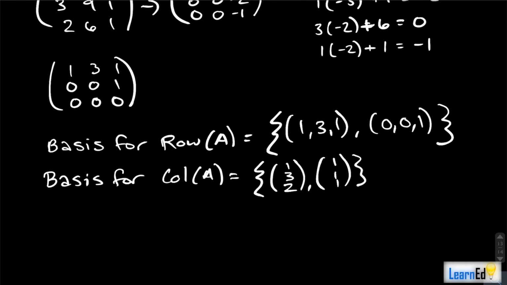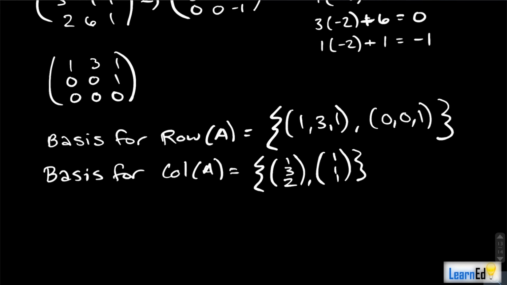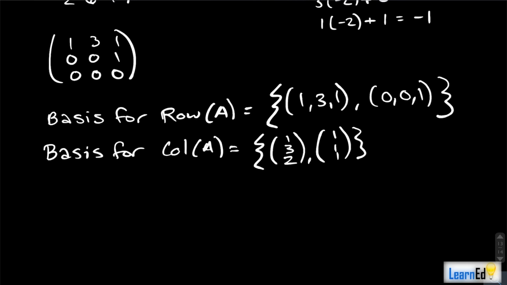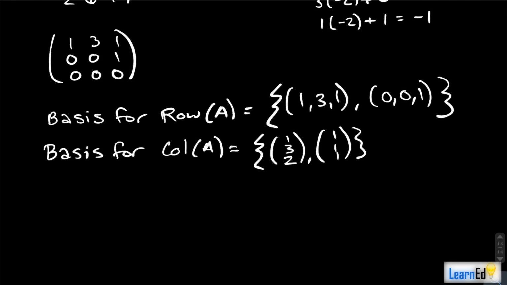So we have a basis for the row space of A and a basis for the column space of A. We need to find a basis for the null space of A, and that's going to require us to find the actual null space. Using the method I used earlier, that gives us the basis, because all of those vectors are linearly independent. None of those vectors are garbage.